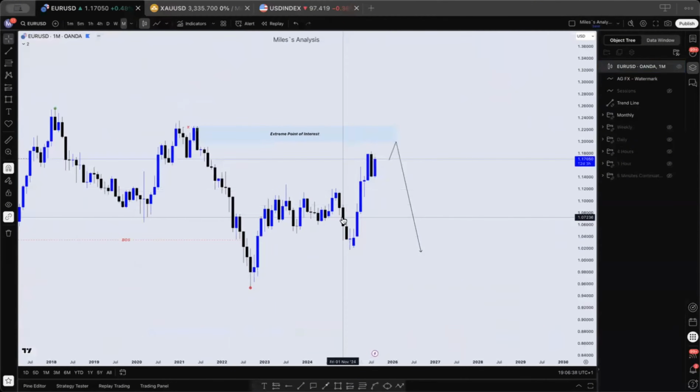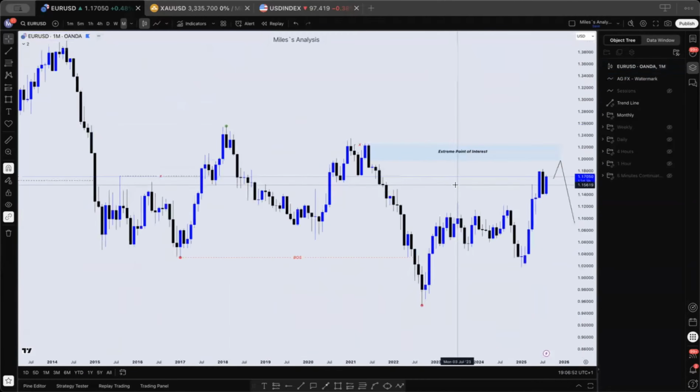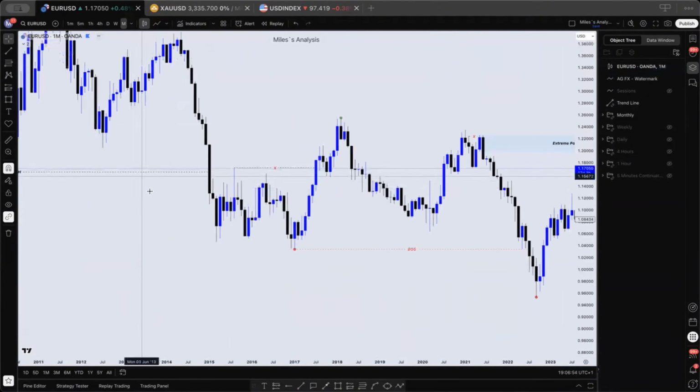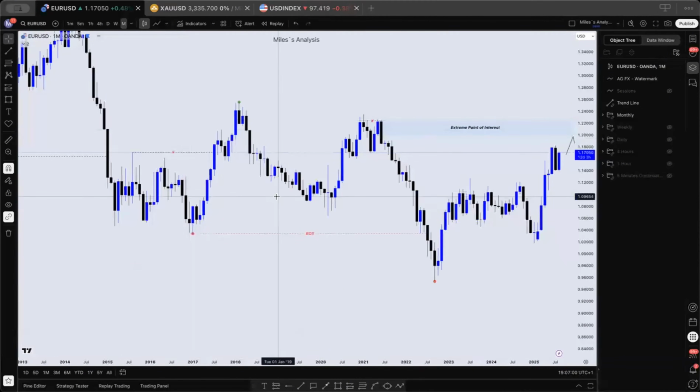So what I'm expecting to see is not when the market opens, because it's a monthly time frame, so this will obviously take some time to develop, but I'm expecting a bullish push to this extreme point of interest. And then after that, since price is already in a bearish market on the overall trend, this bullish movement you can see is just a pullback, but the overall trend is bearish, as you can see.